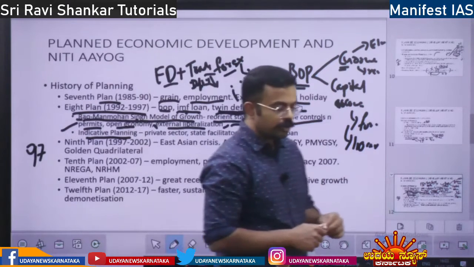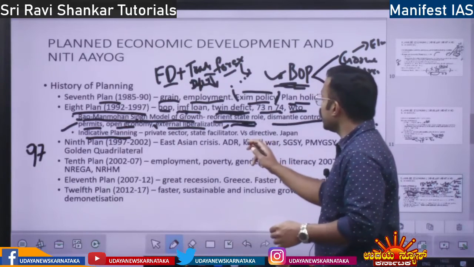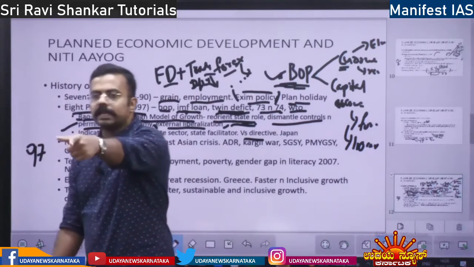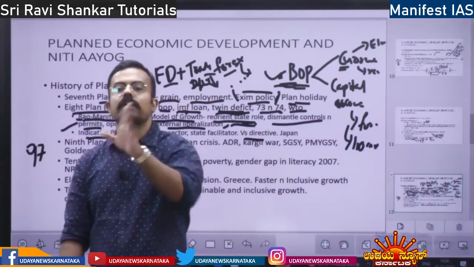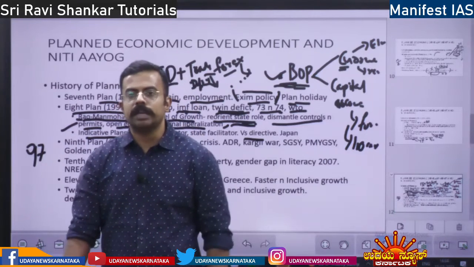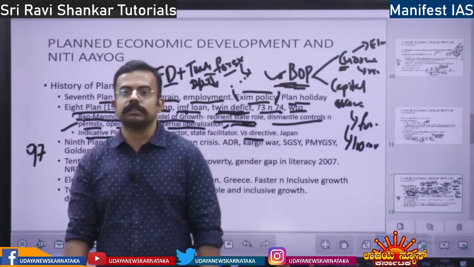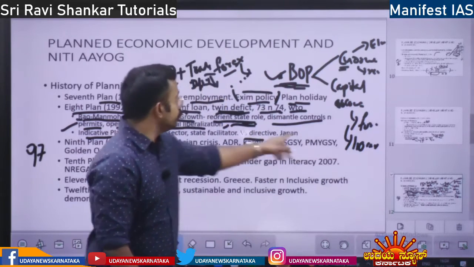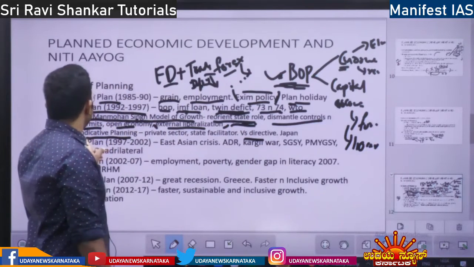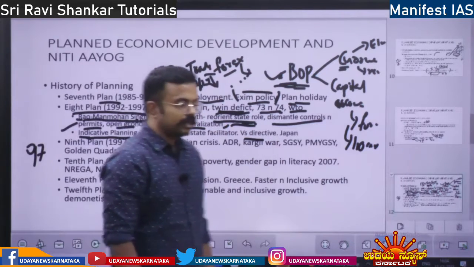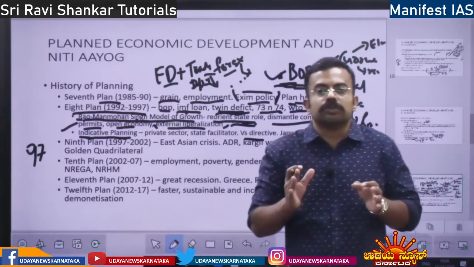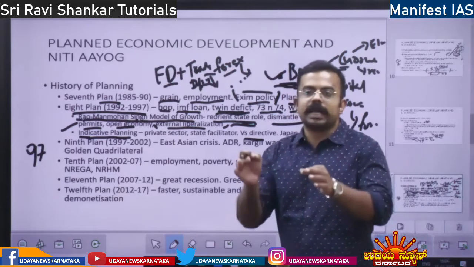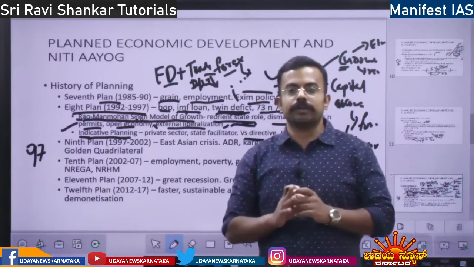Indicative planning. Earlier it was directive planning. Directive planning means government used to direct, like a command economy, what you have to manufacture, how much you have to manufacture, where you have to manufacture. Everything is directed by the government, right? That was changed to indicative planning. Indicative means government just requests you, not orders you. It requests that please manufacture these things because it is good for the economy.